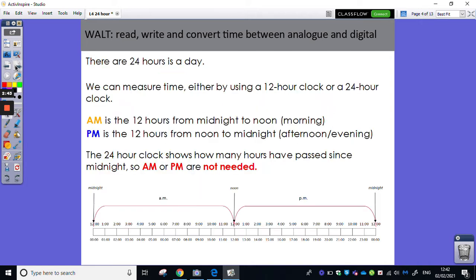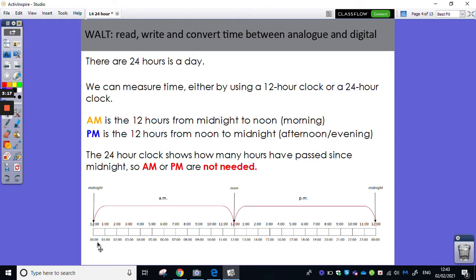So let's get going. We're going to be looking at the 24-hour clock today. That's because there are 24 hours in the day. So we can do it in two groups of 12 like we did yesterday, or we can do it in a 24-hour clock. Obviously if it's our 12-hour clock, we have to use that AM and PM to make it really clear. But the 24-hour clock shows how many hours have passed since midnight. So we don't need to put AM or PM because we can tell by the first number, the hour number, if it is AM or PM.